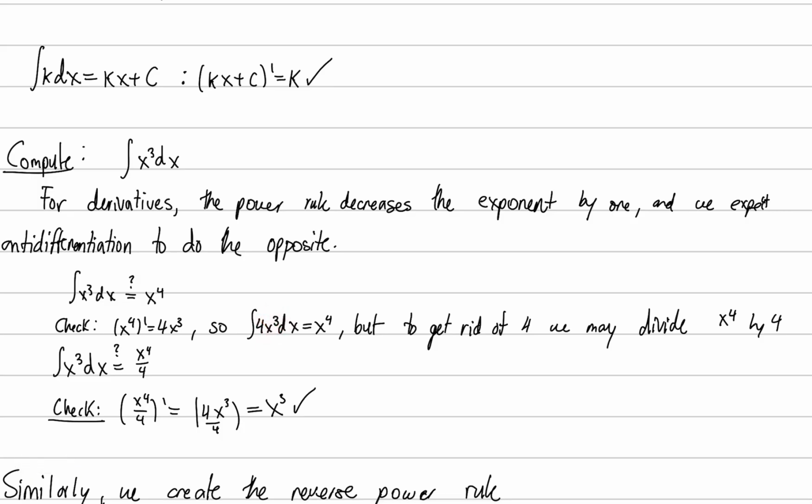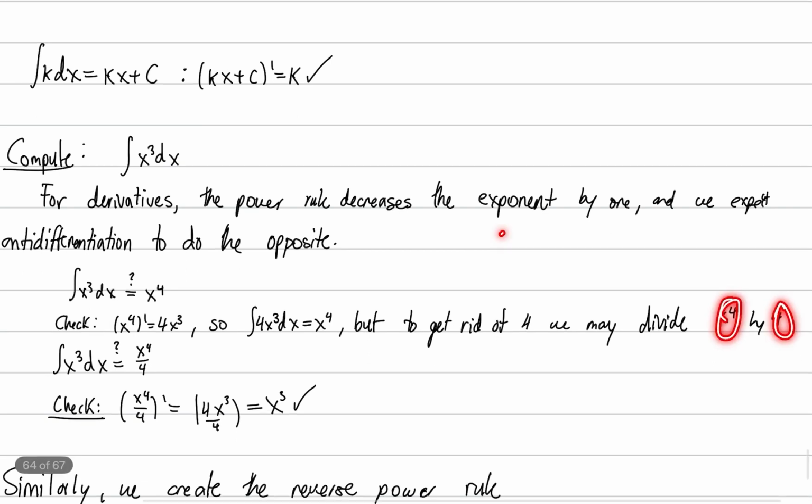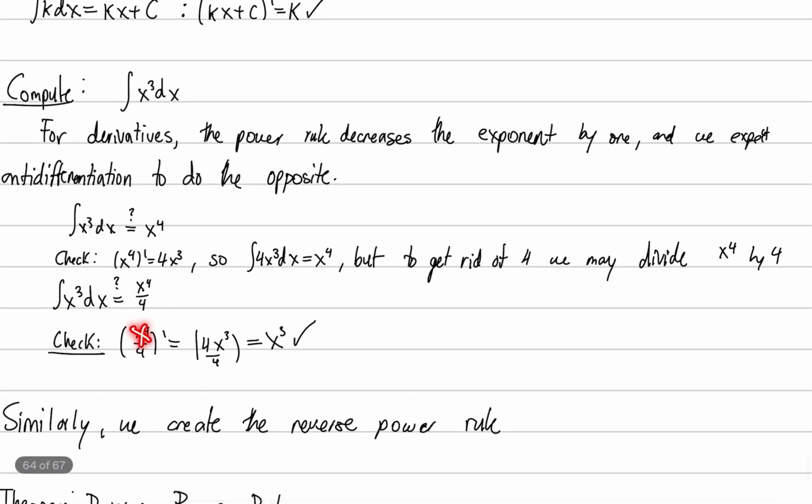So in order to get rid of the 4, we divide x to the power of 4 by 4. That way, when we differentiate and drop the exponent down, the 4 and the 4 cancel out. Does this work? We check the derivative of x to the power of 4 over 4, our antiderivative, and the 4 and the 4 cancel out. We get x cubed, which is our integrand. So we know this holds true.